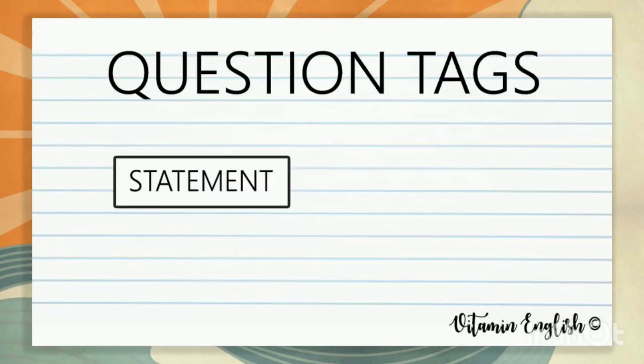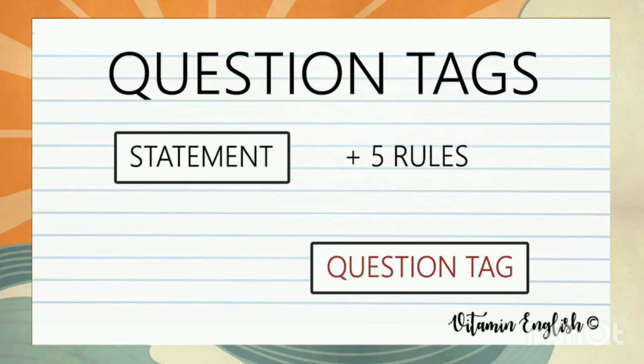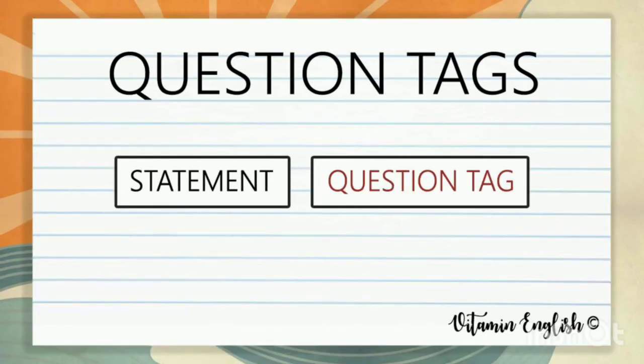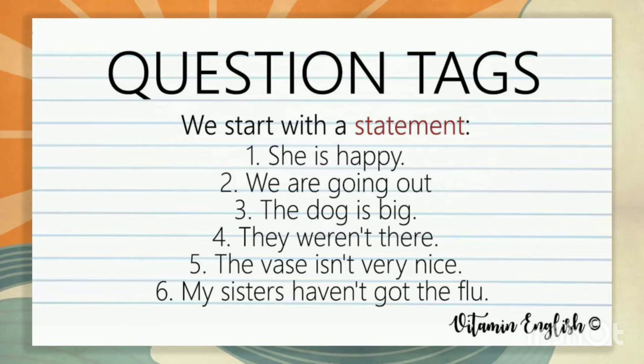To make a question tag, you start with a statement and follow 5 steps. Remember that the statement will never change. Something will just be added to the end of it. So to start, let's look at these examples of statements and then we'll apply the 5 steps to them. Our statements are: number 1, she is happy. 2, we are going out. 3, the dog is big. 4, they weren't there. 5, the vase isn't very nice. And 6, my sisters haven't got the flu.